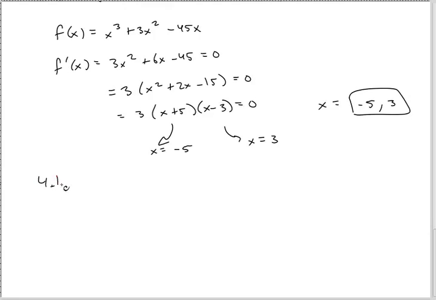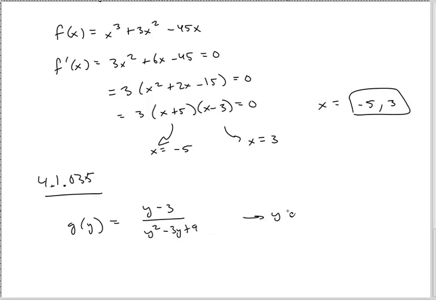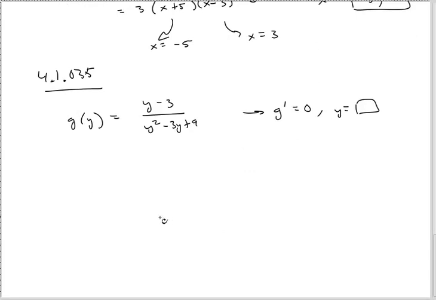Okay, 4, 1, 0, 3, 5. So it says the same thing. G of y is equal to y minus 3 all over y squared minus 3y plus 9. Same thing: G prime is equal to 0, solve for y. I mean, there's nothing new here. Find the critical values by taking the derivative and setting it equal to 0. Well, you can see that this is going to be a quotient rule. So low d high minus high d low all over the square of what's below.